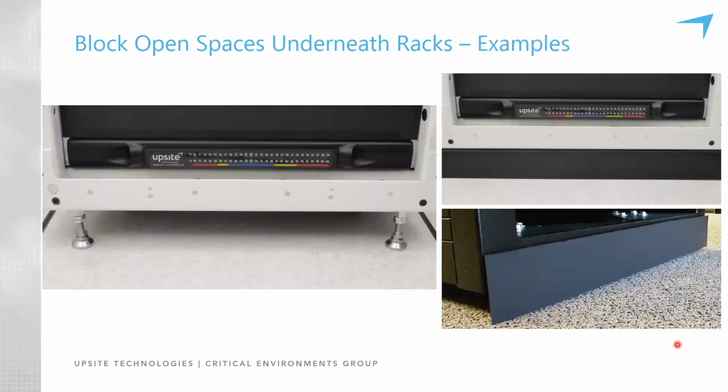So let's take a look at a couple of images of what these actually look like. On the left is obviously a space you've all seen, an open space underneath the cabinet, and sometimes these can be even smaller, just an inch or smaller, and still that can allow a substantial opening for exhaust air to recirculate under the cabinet. So there's a number of different products available that attach both with adhesives and magnets to block this open space and prevent that recirculation of exhaust air.